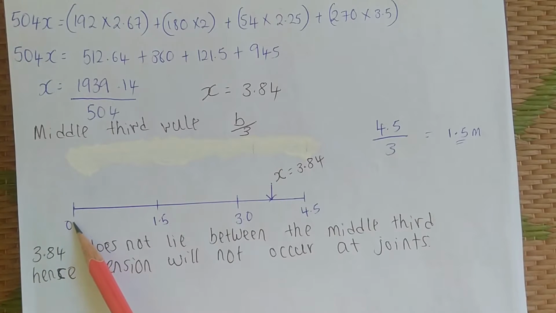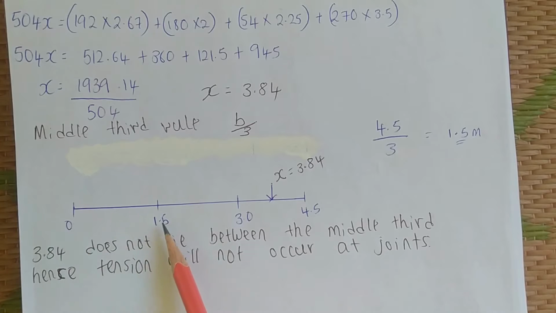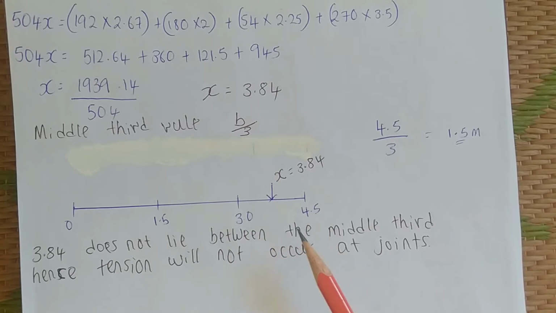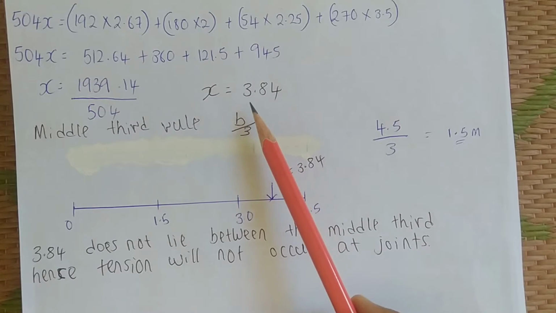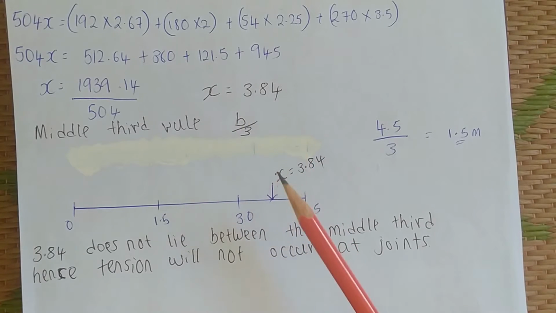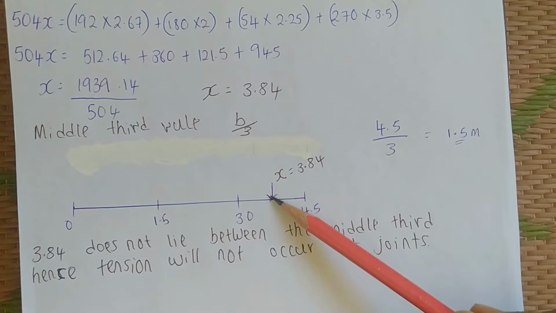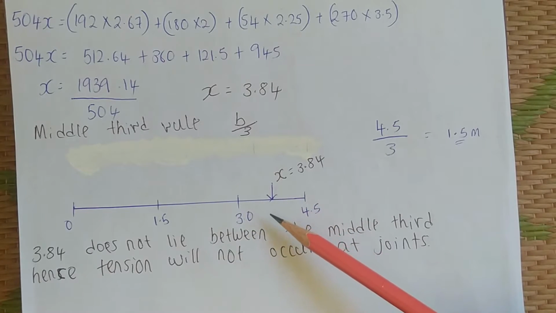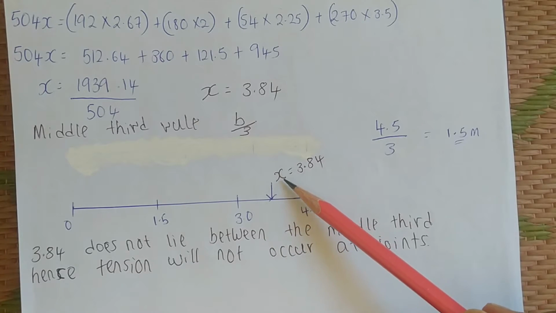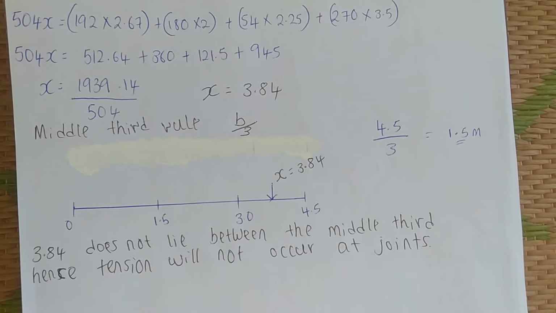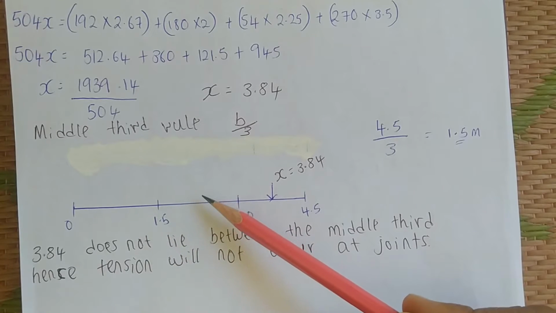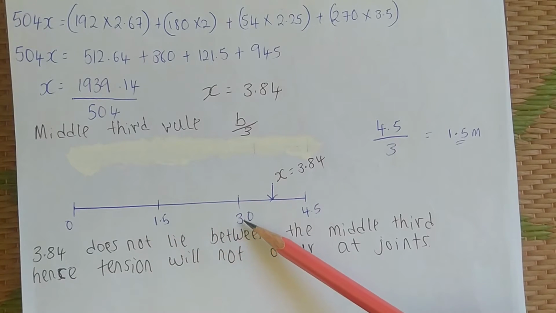So this is 0, and from 0 the next is 1.5, and when you add another 1.5, you'll get 3.0, and when you add another 1.5, you'll get 4.5. So our x is 3.84. So this means that it falls somewhere here, after 3.0. And then the middle third rule says that your x should fall within the middle third. So this is the middle third from 1.5 to 3.5.